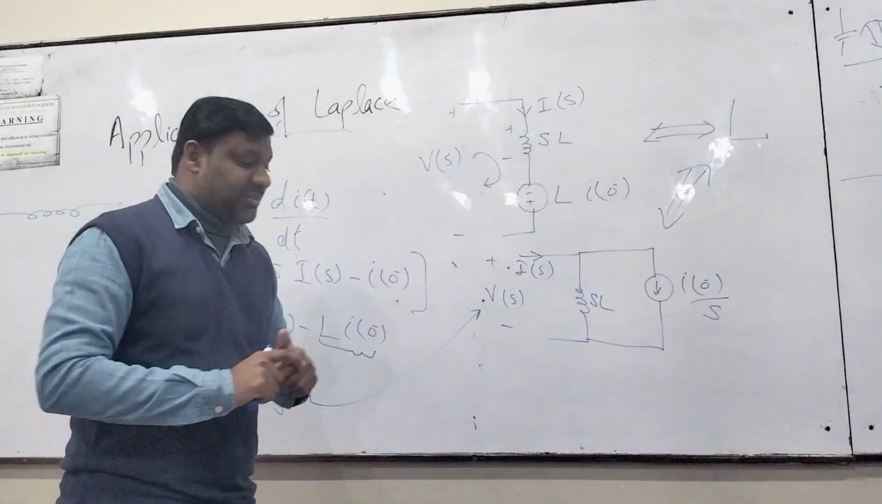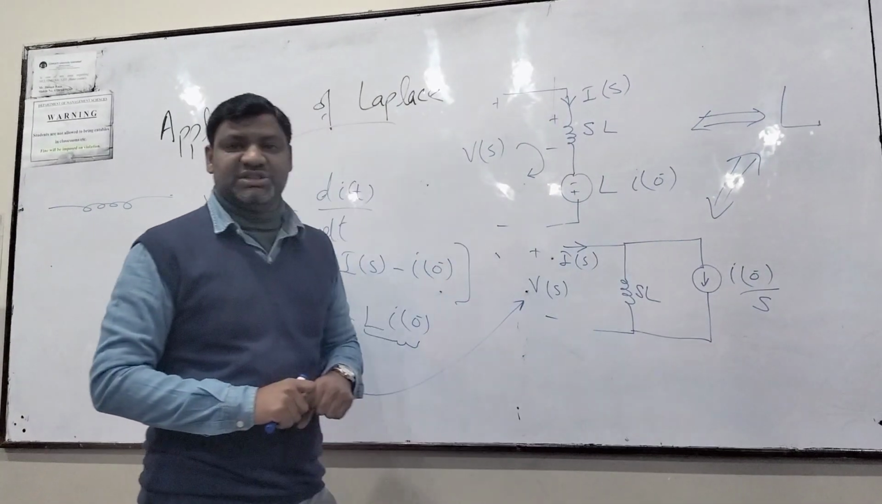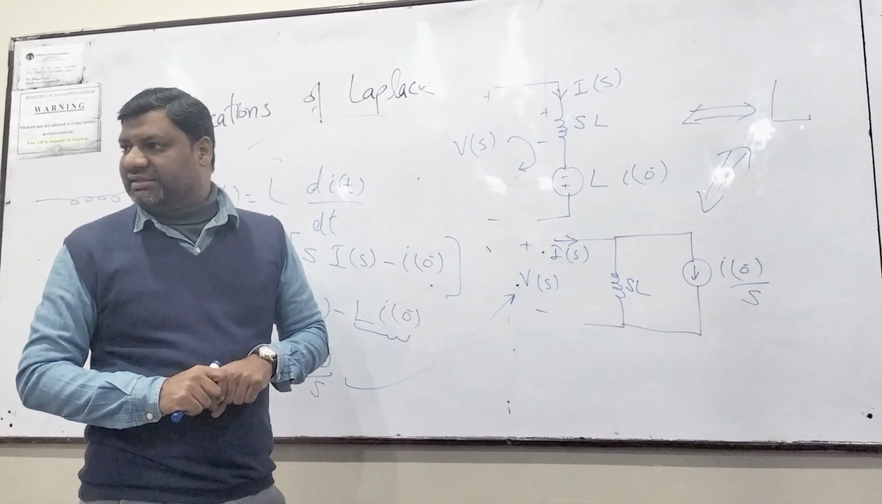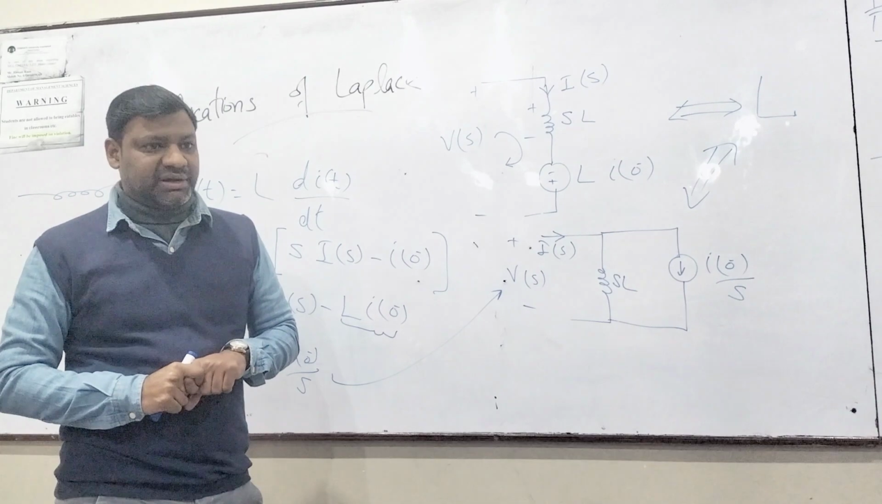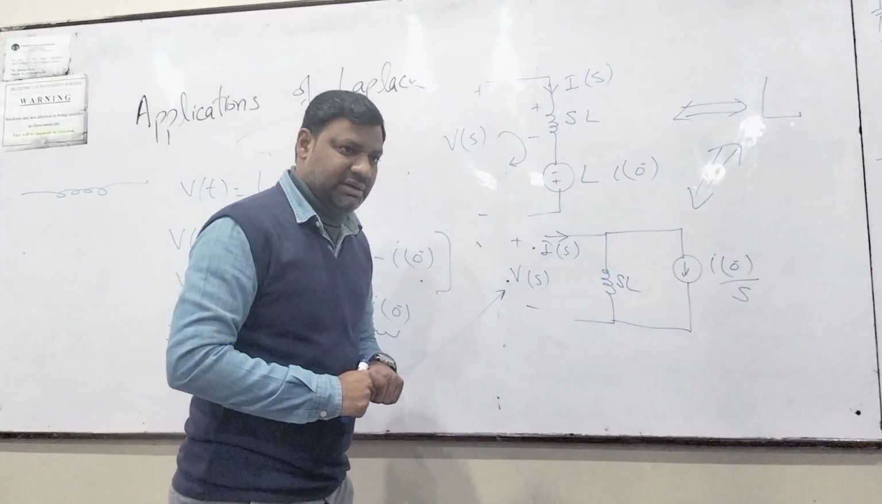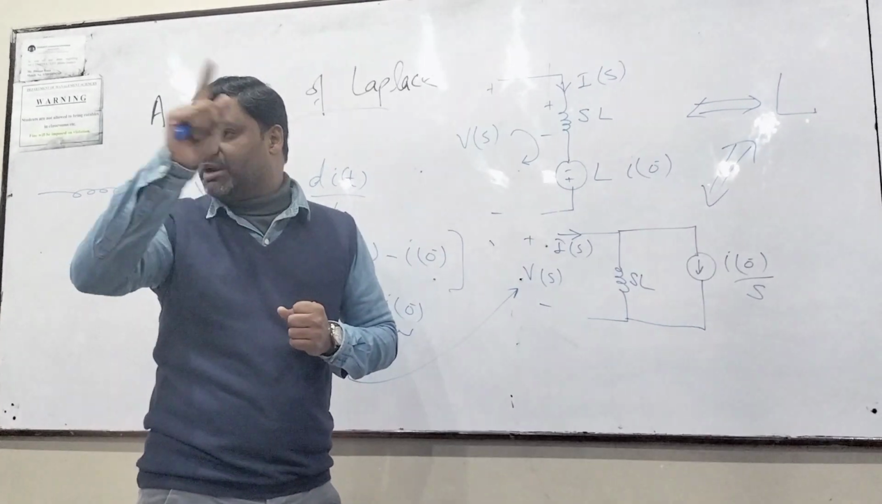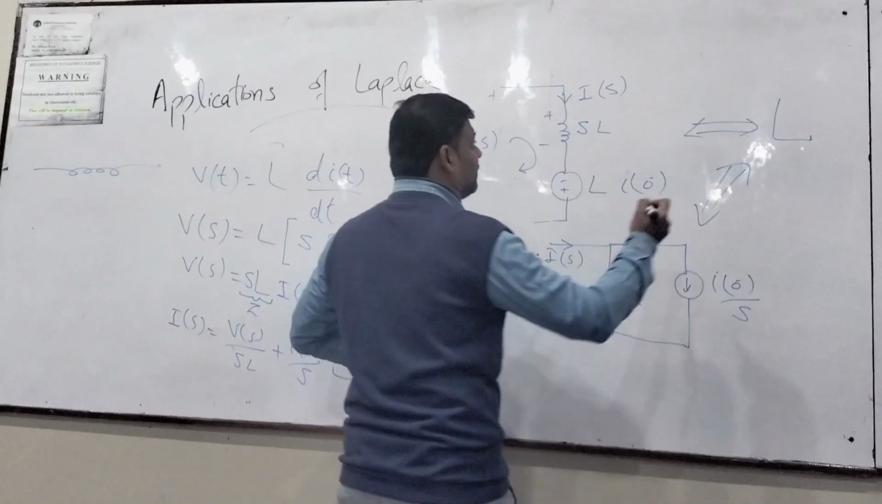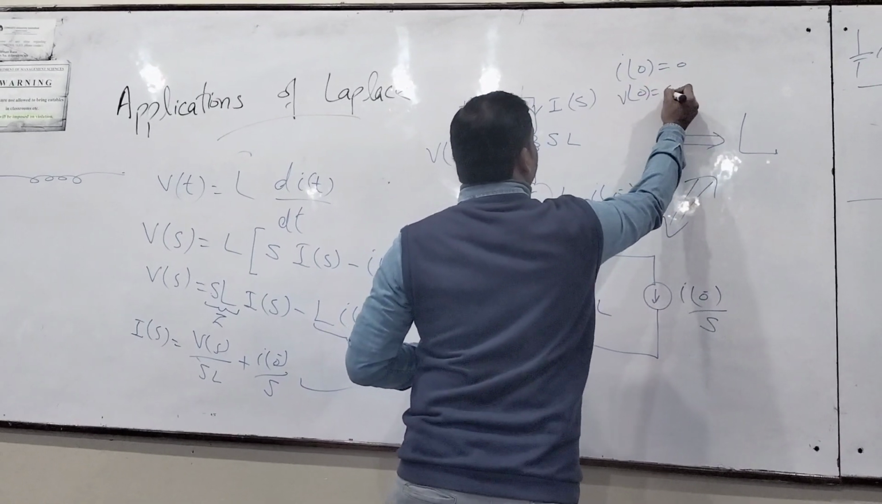For example, now let's suppose the initial conditions are 0. If they say that the current flowing through the inductor at time t equal to 0, I of 0 is equal to 0, or V of 0 is equal to 0.